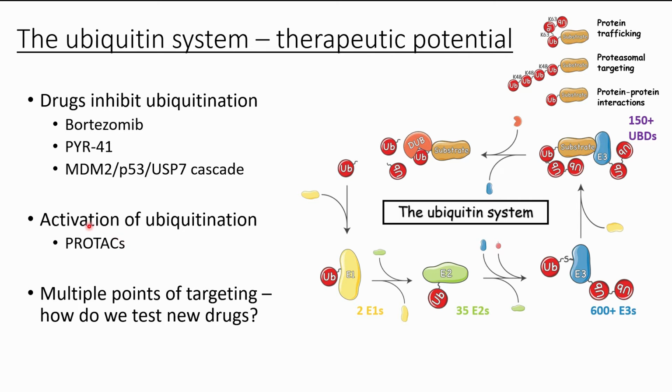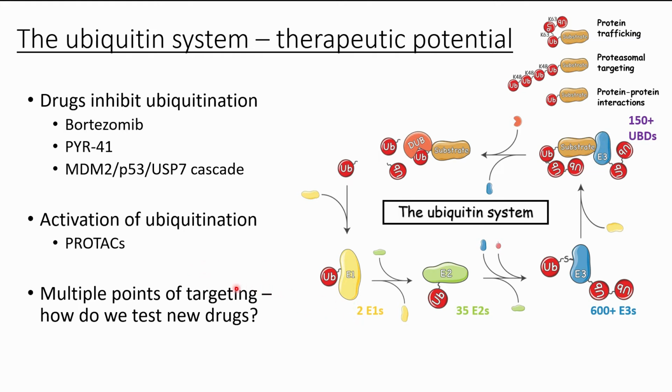Another example is the activation of ubiquitination, where another hot topic is PROTACs. So ubiquitination can be activated using a PROTAC, and a PROTAC, oversimplified, is an engineered E3 ubiquitin ligase that will target a desired substrate and initiate a ubiquitin signaling event.